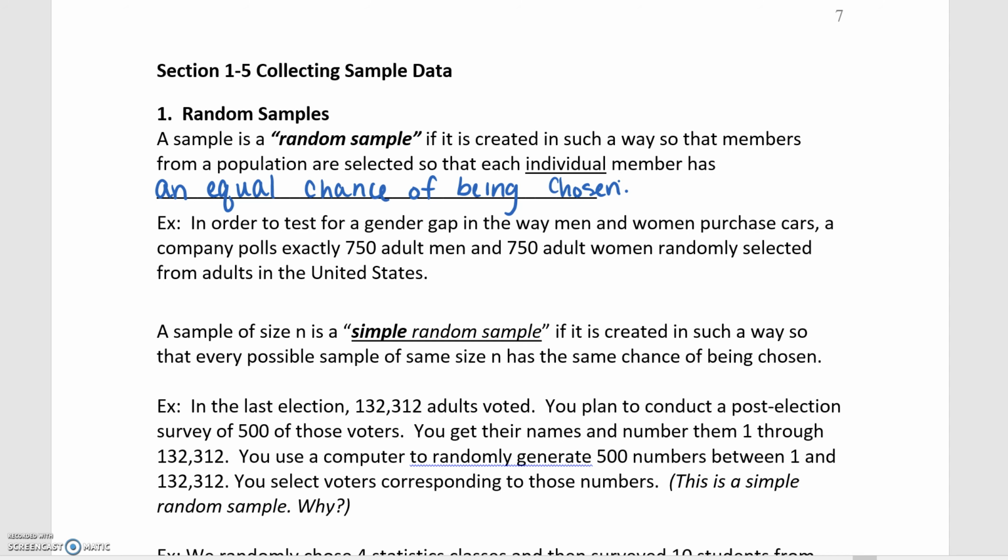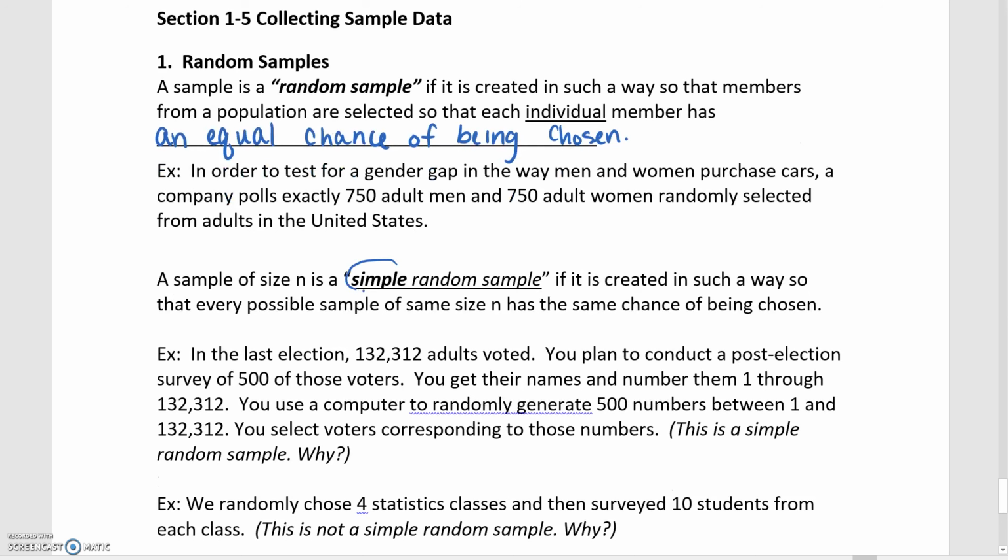Now our next definition is a simple random sample. And don't let this fool you. I know it has the word simple, but unfortunately, to most people, it doesn't seem more simple than a random sample. A sample of size n, so n is however many people you want to study, is a simple random sample if it is created in such a way so that every possible sample of size n, every group of the number that you're choosing, has the same chance of being chosen.